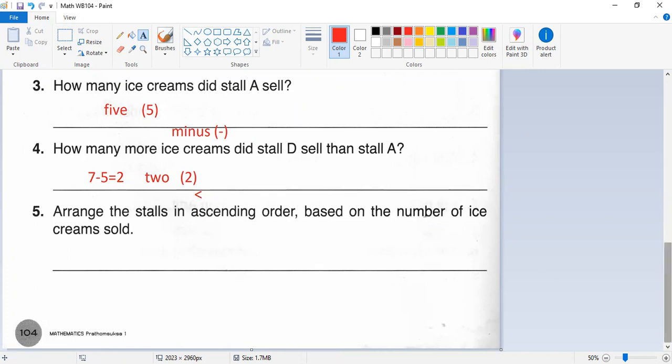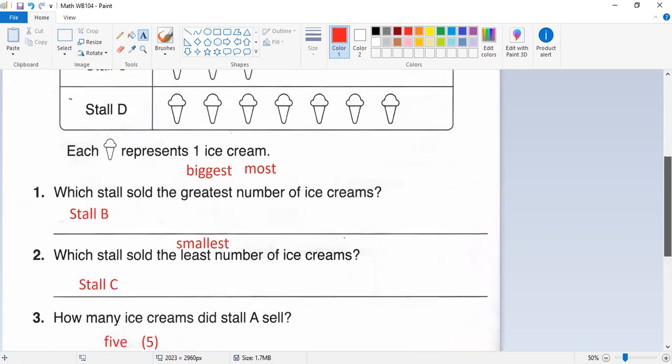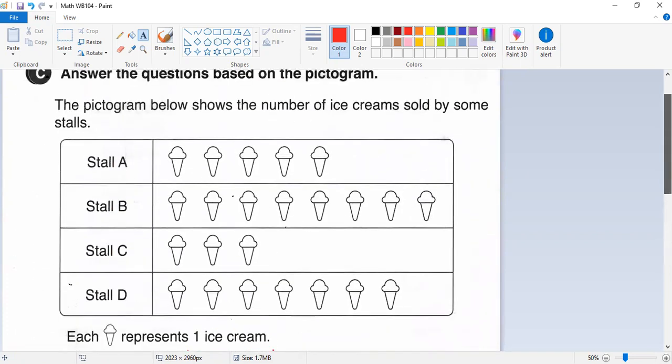Now, let's find out which was the smallest. 3. And stall C, A, then D, and the biggest, the greatest, was B. So C, A, D, B.